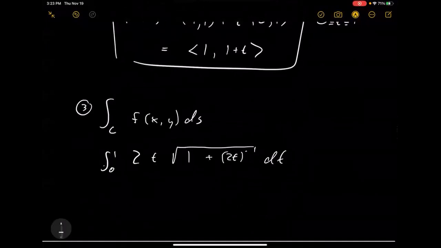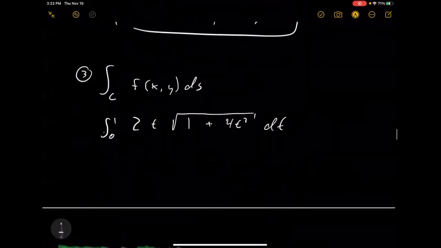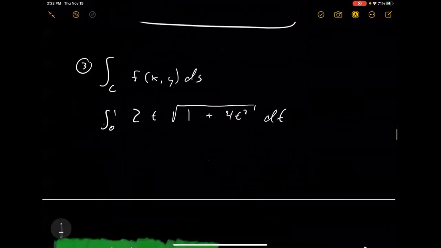T squared, so that becomes 4t squared. And this is my integral, and then I have my dt. So this is my integral for the first piece. Okay, so I need this.